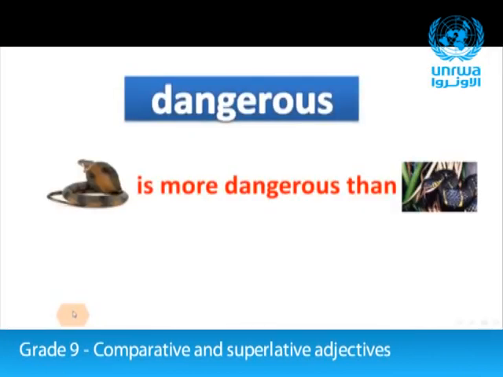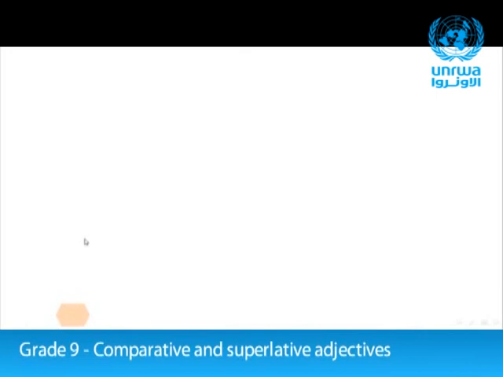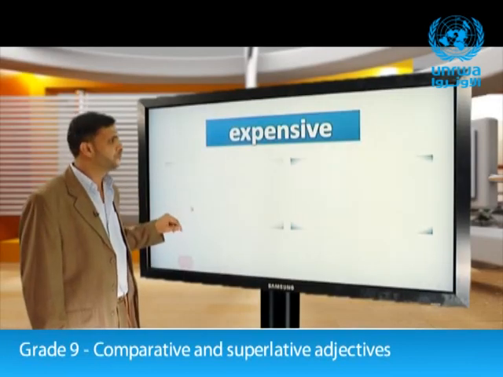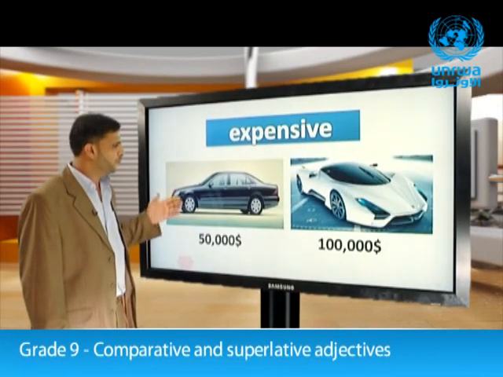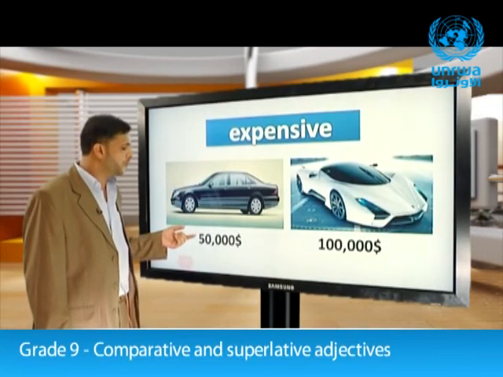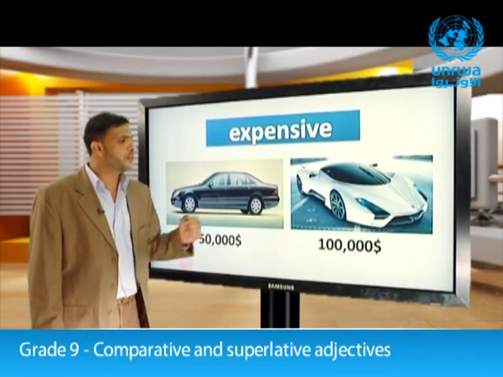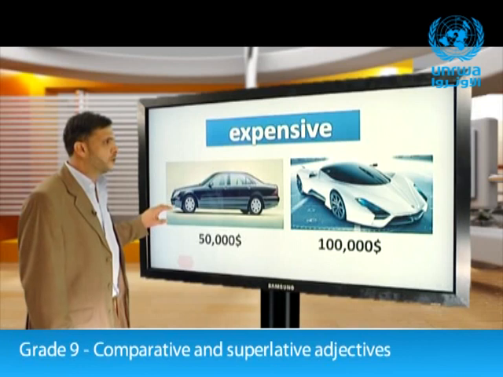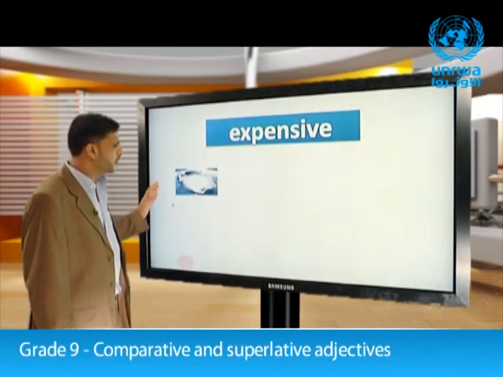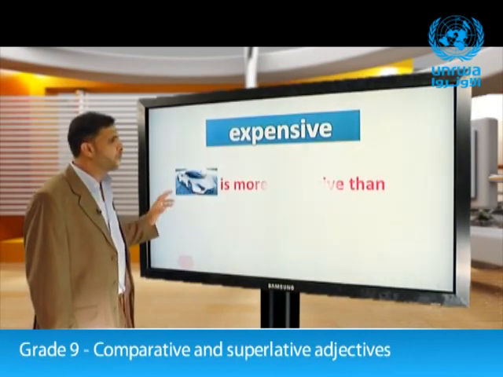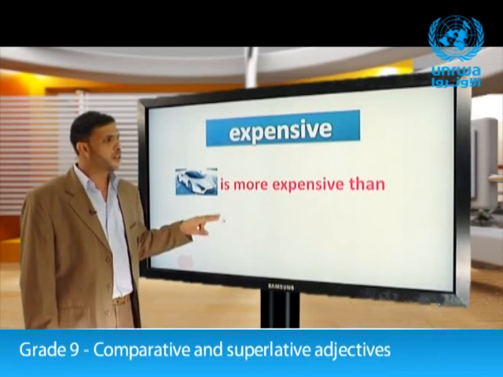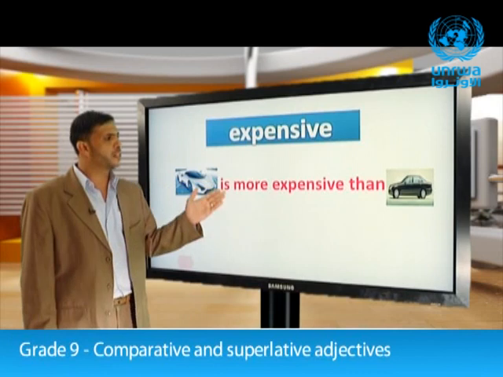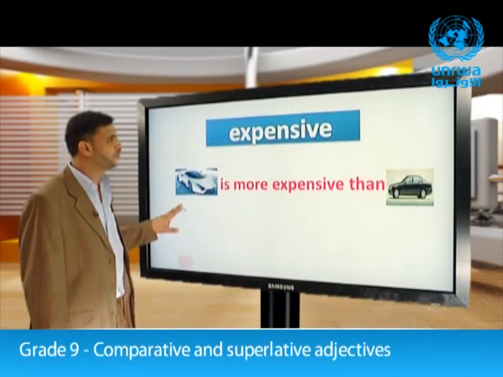Now let's have another example. Expensive. Look, this car costs $50,000 and that one costs $100,000. Look, this car is more expensive than that one.